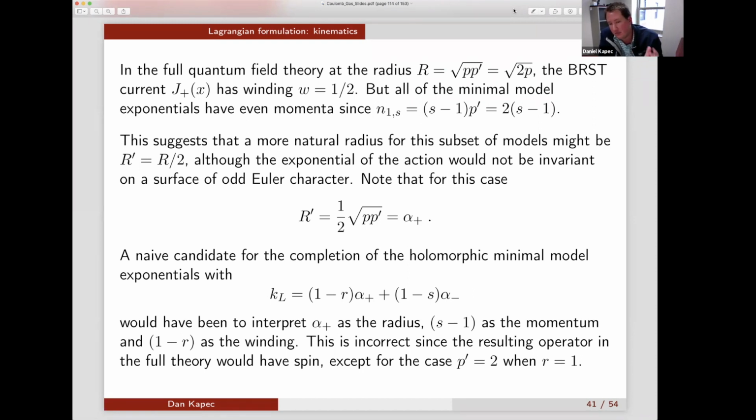So it makes me suspect that maybe there is something a little bit special going on for this special class of 2 comma p linear dilatons. I haven't completely understood that yet.